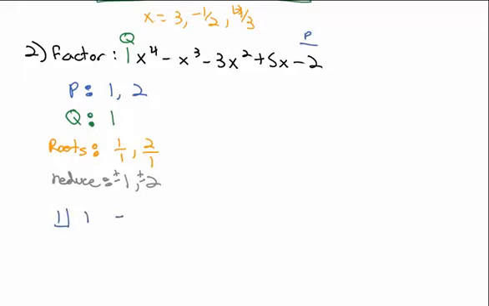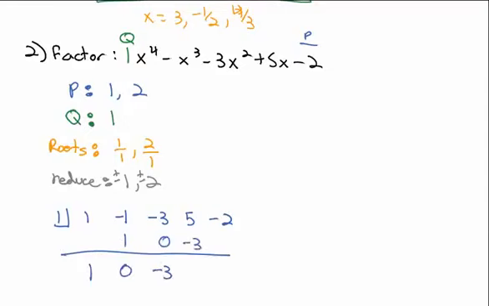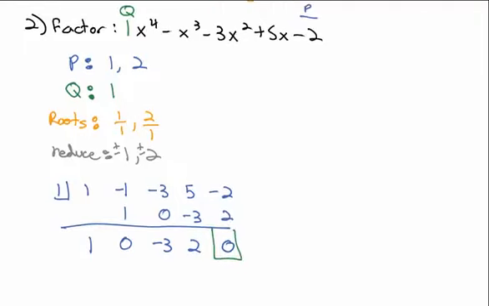We got 1x to the 4th, negative 1x cubed, negative 3x squared, 5x, and negative 2. Bring down the 1. 1 times 1 is 1. Brings down a 0. 1 times 0 is 0. Negative 3 times 1 is negative 3. Plus 5 is 2, times 1 is 2. And look at that. It worked out to a 0 our very first time. This means x equals 1 is one of our solutions.